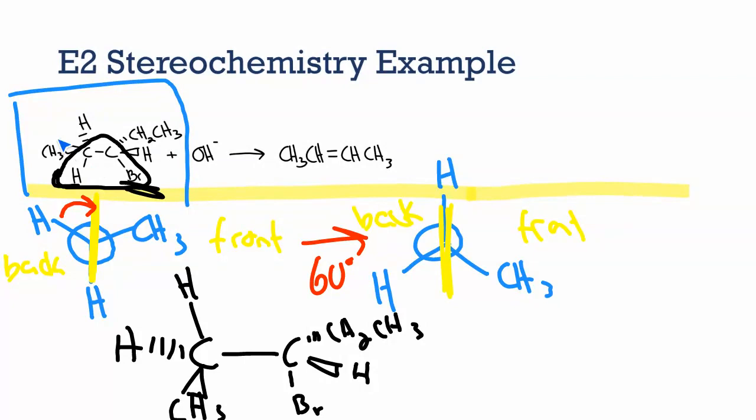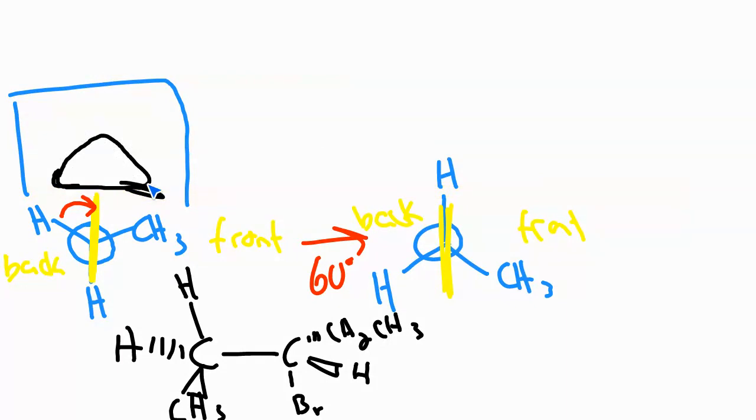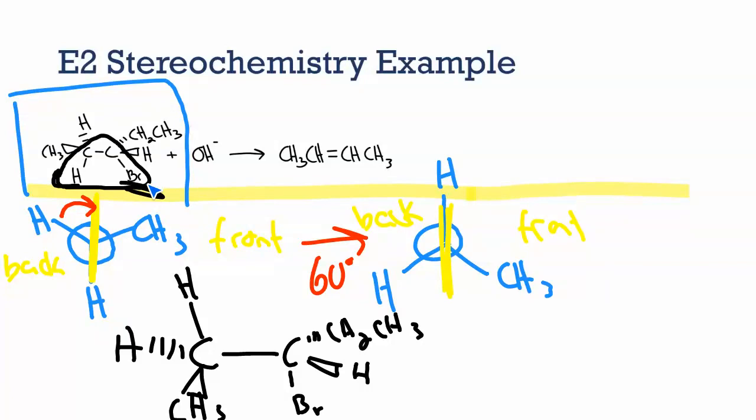But I could have started with this methyl group anti-coplanar with the bromine, which is staggered, but it's not the staggered I want. So if you start with a staggered you don't want, and you have to rotate it to a different staggered, then you'll rotate 120 degrees. But if you're starting in eclipsed and you want to go to staggered, then you rotate 60. Does that make sense? Any questions?